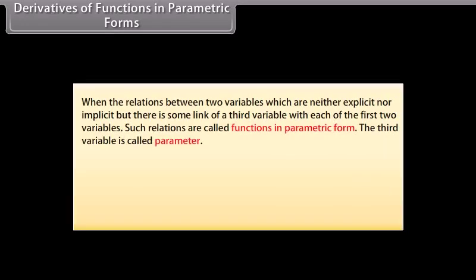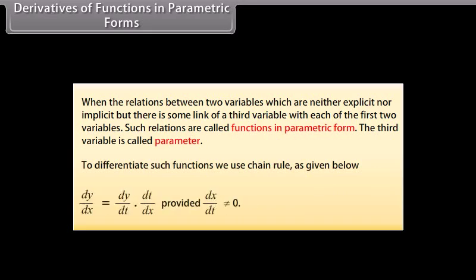Derivatives of functions in parametric forms. When the relations between two variables are neither explicit nor implicit, but there is some link of a third variable with each of the first two variables, such relations are called functions in parametric form. The third variable is called the parameter. To differentiate such functions, we use the chain rule as given below: dy by dx is equal to dy by dt into dt by dx, provided dx by dt is not equal to 0.